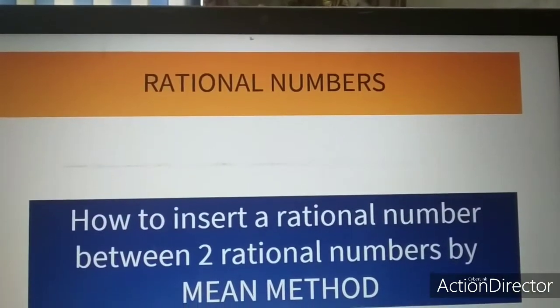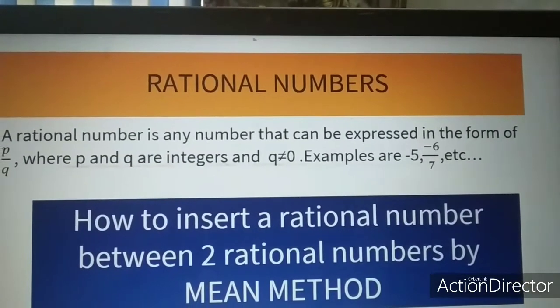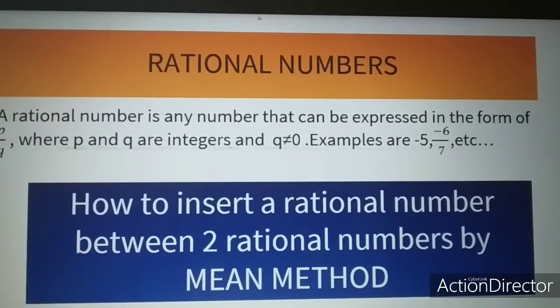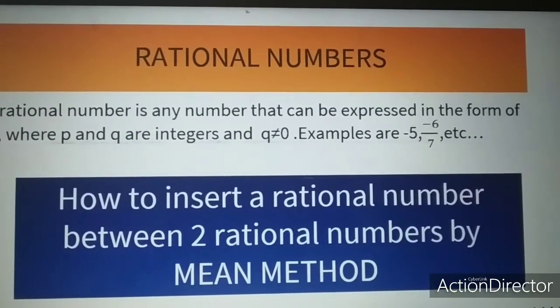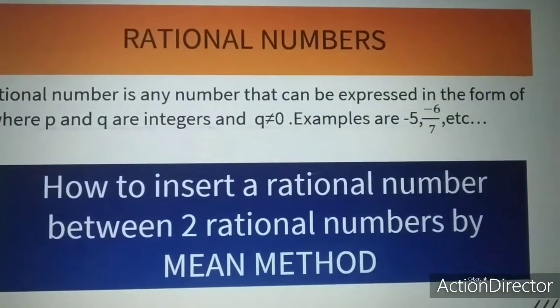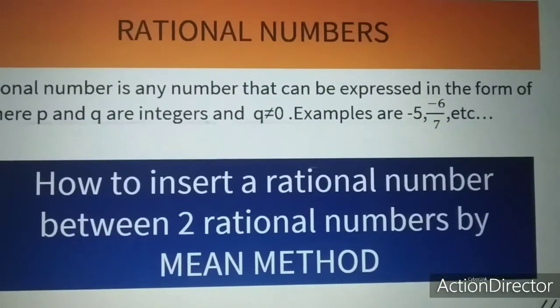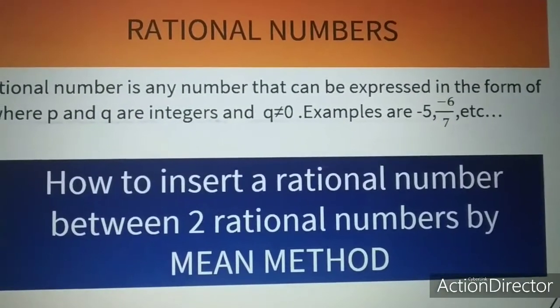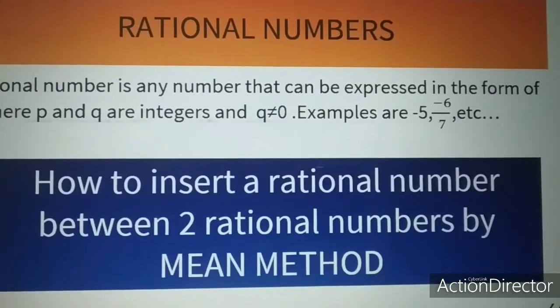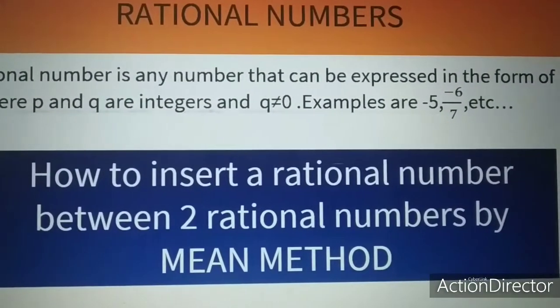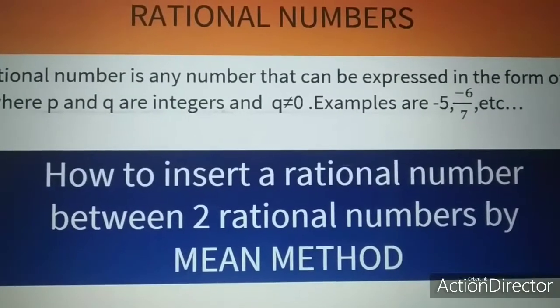So, before that, you should know what are rational numbers. A rational number is a number that can be expressed in the form of P upon Q, where P and Q are integers and Q is not equal to 0. Example, minus 5 and minus 6 upon 7. Suppose you are asked to insert a rational number between these two rational numbers, let us see how to insert by mean method now.